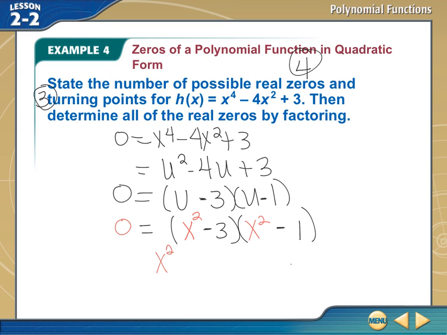So this will be x squared minus 3 is equal to 0, and this will be x squared minus 1 is equal to 0. This here will give us x is equal to plus or minus the square root of 3, because I add 3 to both sides and then take the square root. Over here, the same thing. If I add 1 to both sides and take the square root, I get x is equal to plus or minus 1. Let's see where we go from here.